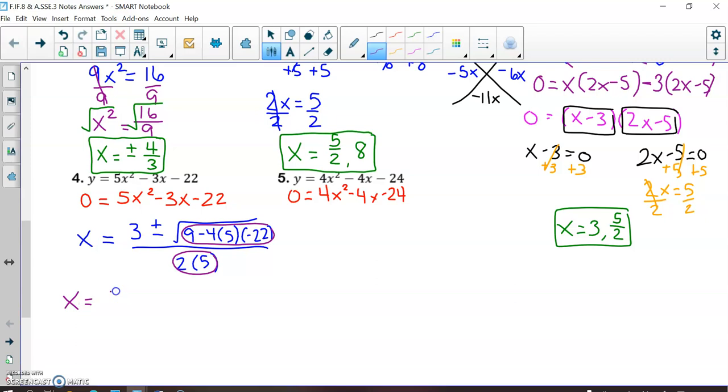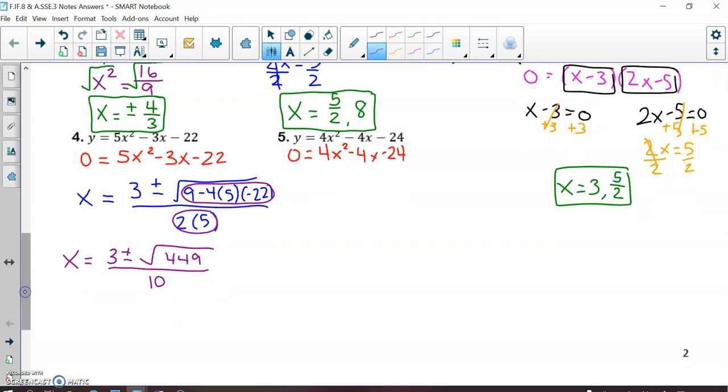So I really have x is equal to 3 plus or minus the square root of, and then in my calculator, I'm going to type in 9 minus 4 times 5 times negative 22. And I get 449. And then all over 2 times 5, which is 10. Now I'm going to type this into my calculator carefully. I'm going to put parentheses, 3 plus the square root of. Your calculator puts these parentheses in there, so I do need to close my parentheses twice after I type in the 449, close my parentheses twice, and then I divide it by 10.